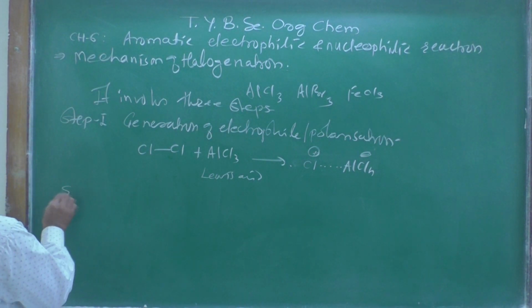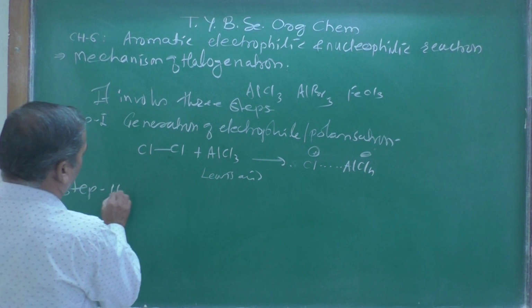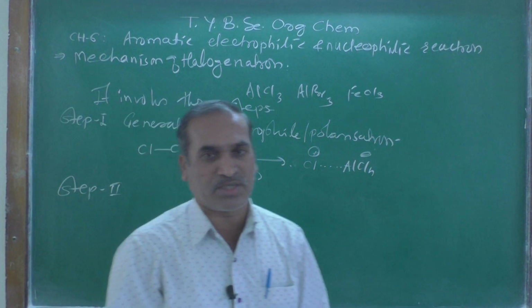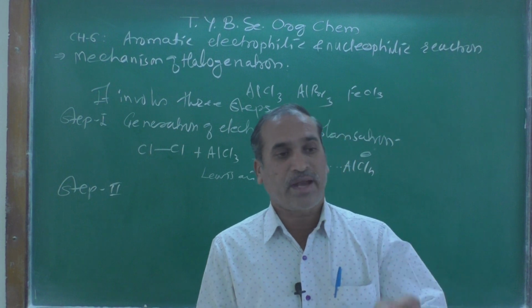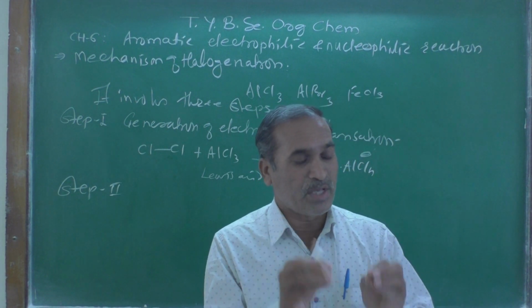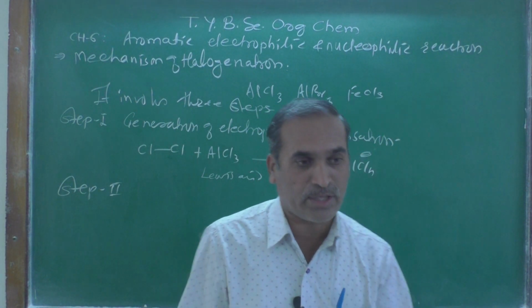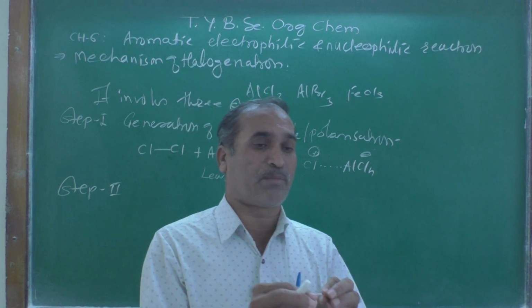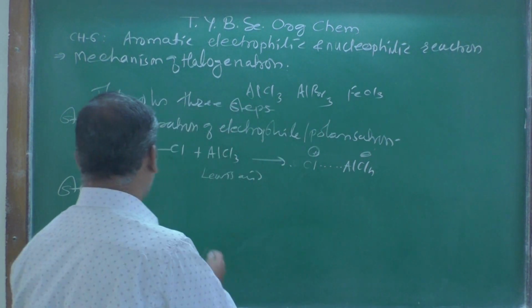And as usual we know step number 2. What will be step number 2? Step number 2 is the attack of the benzene nucleus on the electrophile, and there is a formation of the arenium ion.